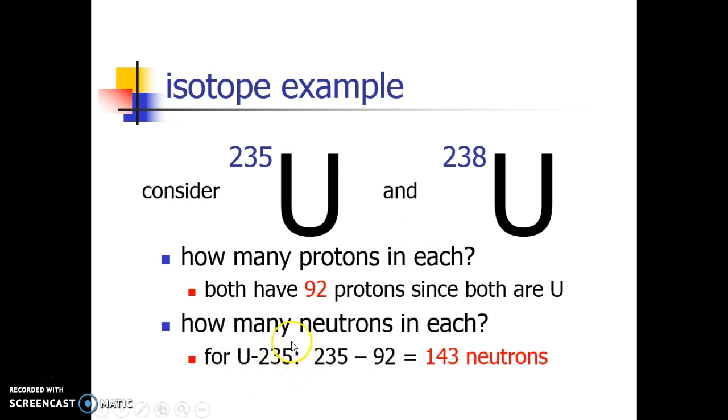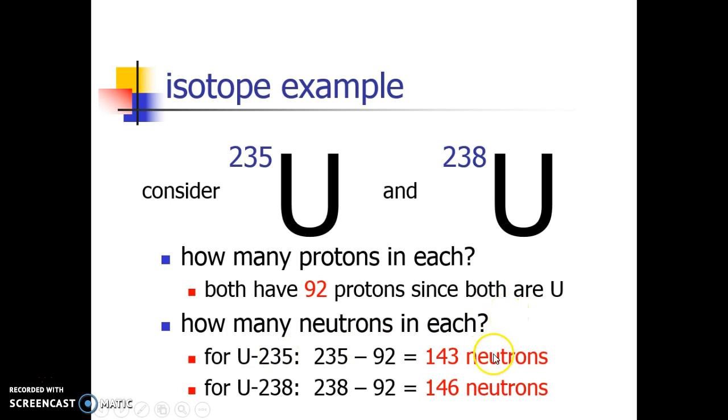Notice, U-235 is another way of indicating what the isotope is that you have. So the symbol followed by the mass number lets you know what isotope you're talking about. So therefore, uranium-238 has 3 more neutrons because the mass is 3 higher. Uranium-238 has 146 neutrons.